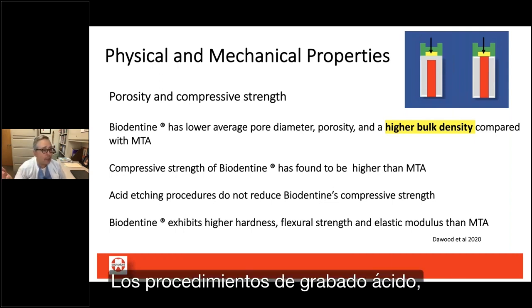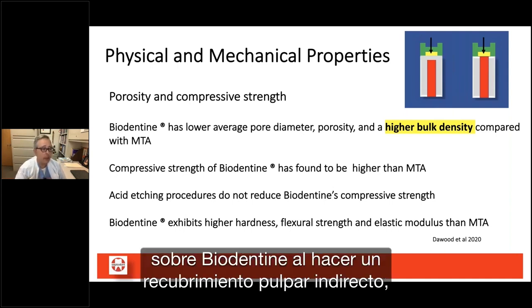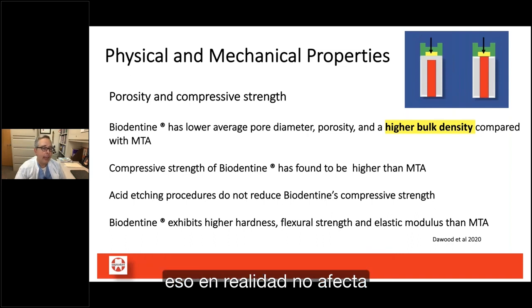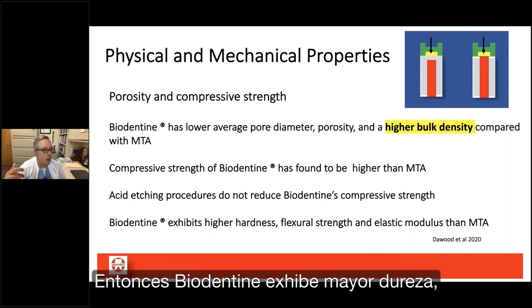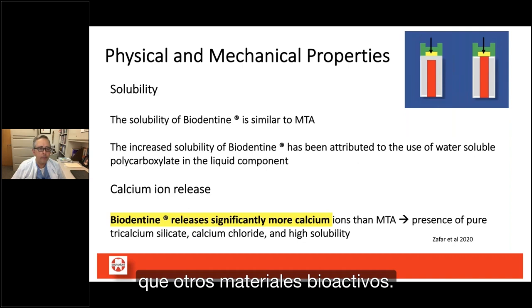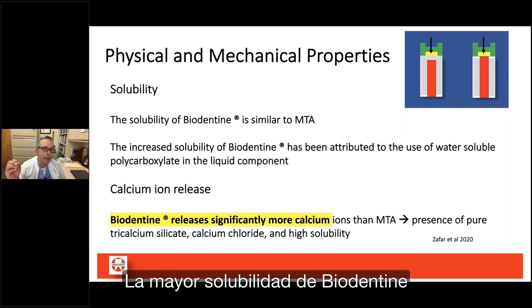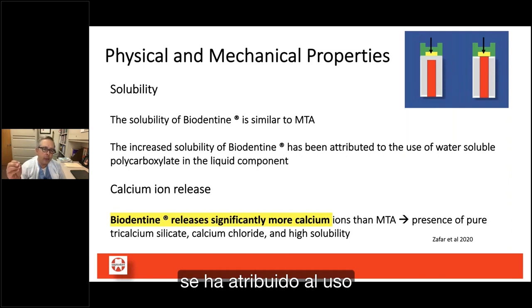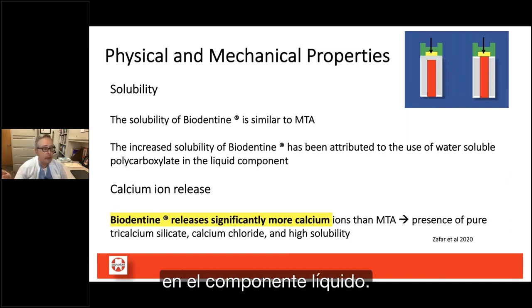The acid etching procedures, because I mentioned that you place composite over Biodentine when you are doing an indirect pulp cap, actually don't affect the compressive strength of Biodentine. So Biodentine exhibits higher hardness, flexural strength, and elastic modulus than other bioactive materials. The increased solubility of Biodentine has been attributed to the use of water-soluble polycarboxylate in the liquid component.